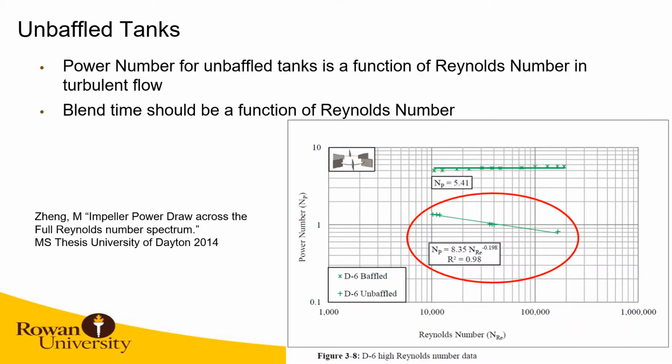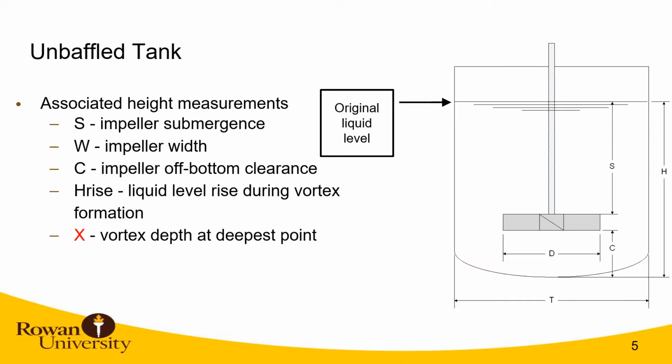Hi, my name is Tim Lucius, and as you can see right here, this is a plot of Reynolds number versus power number, and the power number for unbaffled tanks is a function of Reynolds number in turbulent flow. This should happen, as you can see in the work right here, done by Zhang from the University of Dayton. And so here we have some standard variables for mixing in tanks.